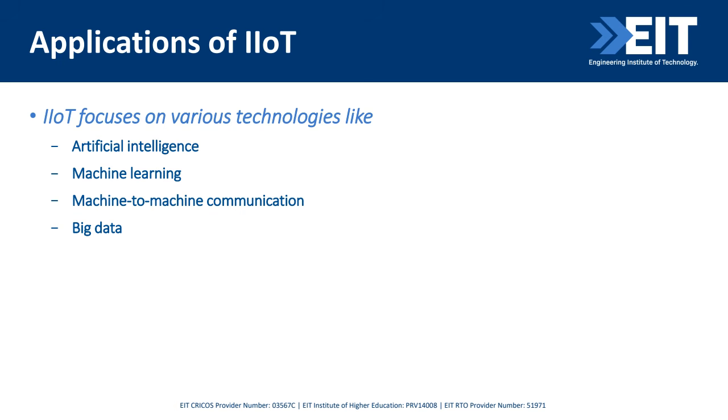So IoT concentrates more on this data analysis part and applies things like artificial intelligence and machine learning. And by the way, machine learning is just a subset of artificial intelligence, where you train a system to predict something, to predict a value for you. Okay, you have machine-to-machine communication. You have also what's called big data. Again, what's this big data?